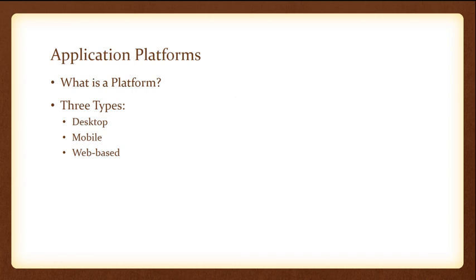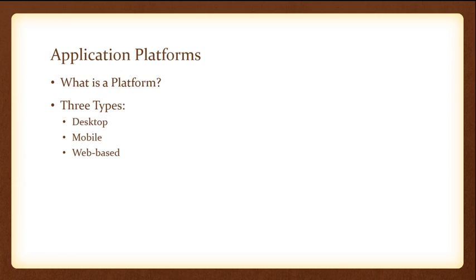Now, applications all run on one of three different platforms. Let's talk about what a platform is. The platform is the hardware on which an OS runs, and there are three kinds of hardware on which an OS runs. You have a desktop, you have mobile, and you have web-based.